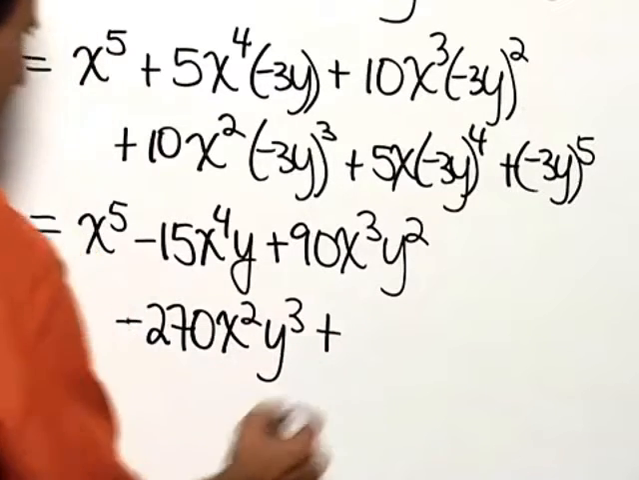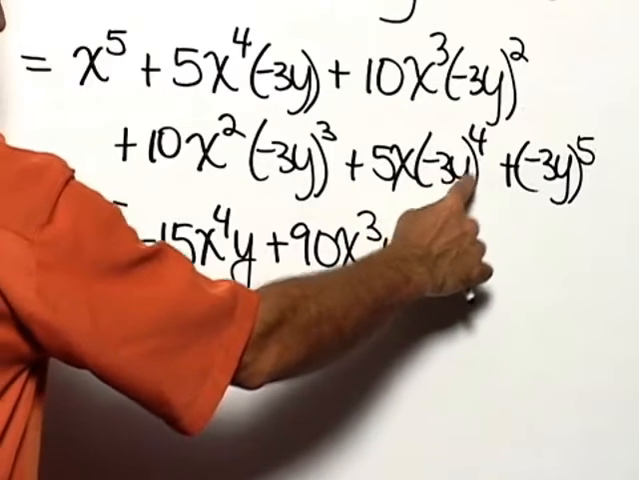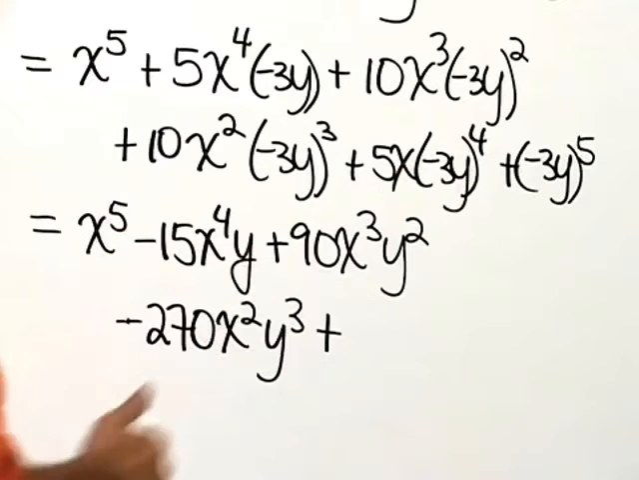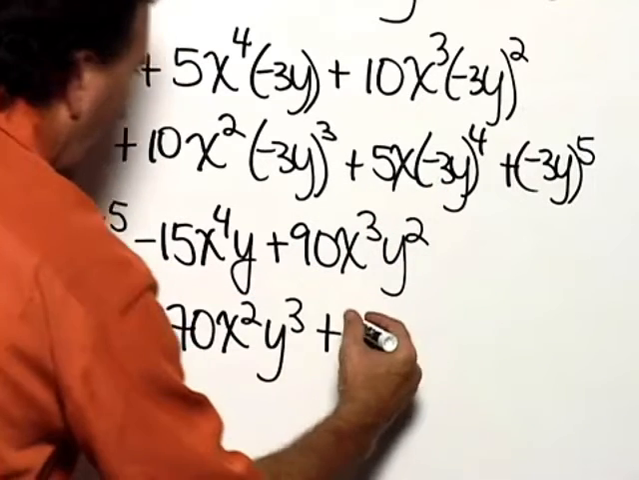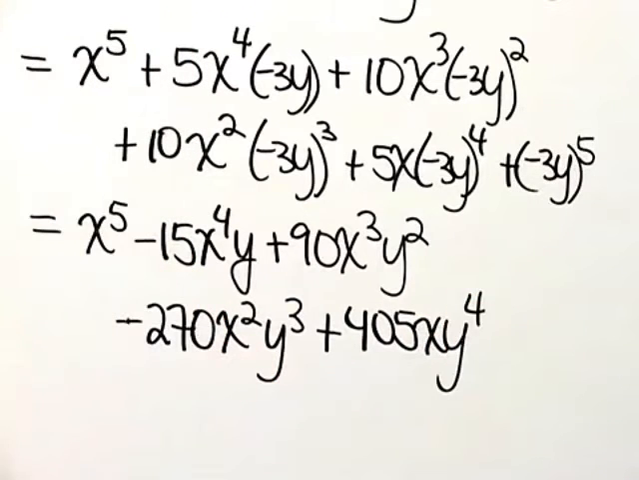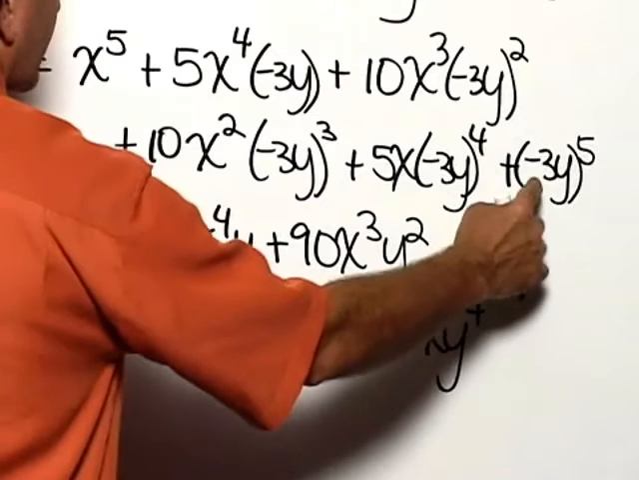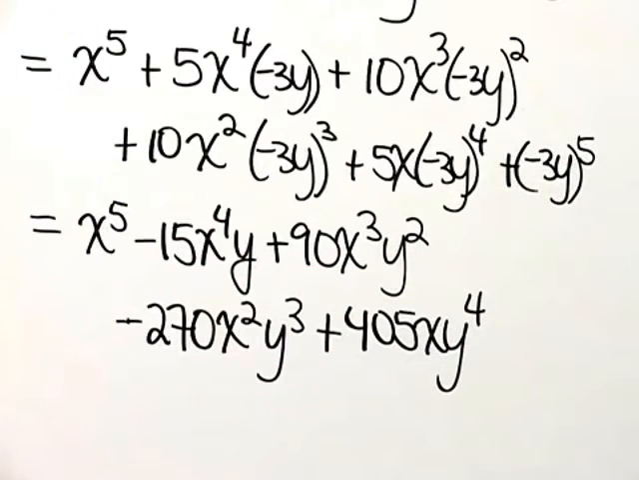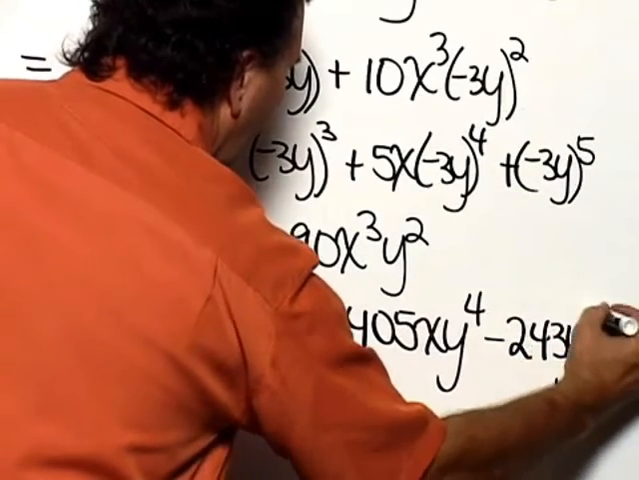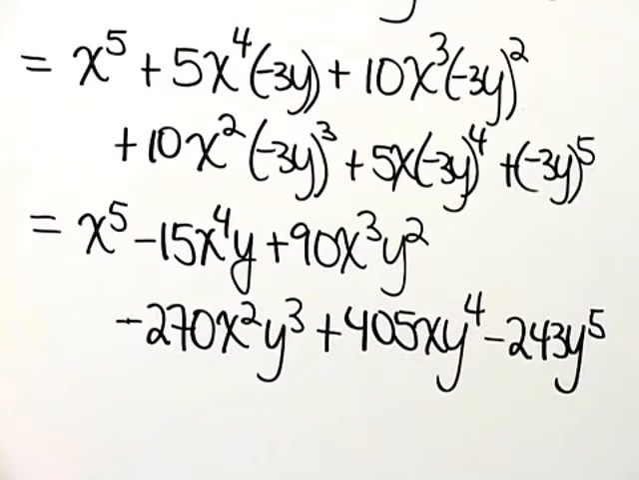Then we'll have plus negative 3y to the fourth, which means that we have the negative 3 to the fourth power, which gives us a total of positive 81. 81 times 5 is 405 x y to the fourth. And then finally, negative 3y to the power of 5. Negative 3 to the fifth is negative 243y to the fifth. And that's as simplified as we can make it, so that is the expansion of x minus 3y all to the power 5.